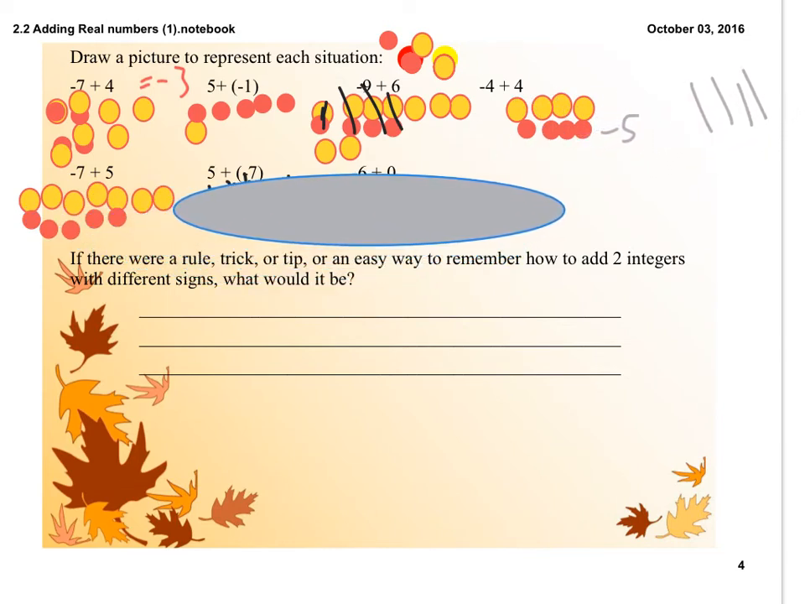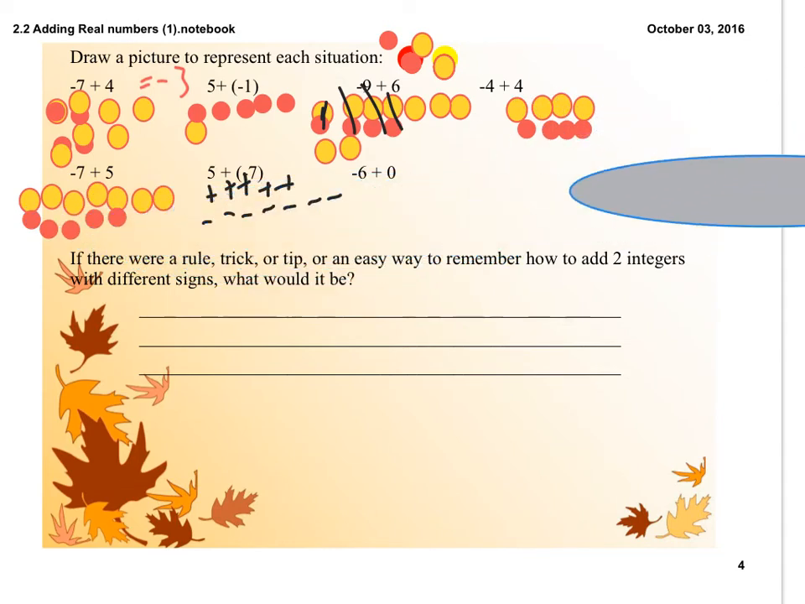So what we should see is 7 negatives, 5 positives, and then we have these zero pairs that are crossing out, leaving us with 2 yellows or 2 negatives. So this sum is -2.